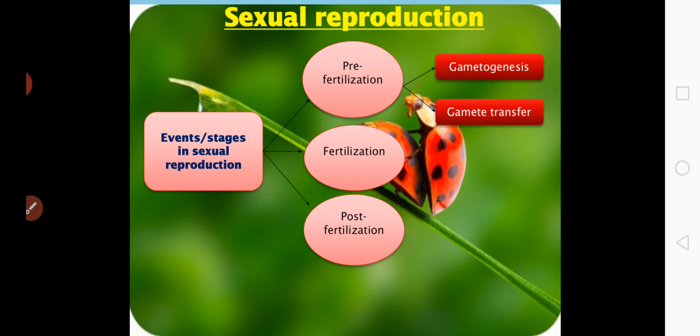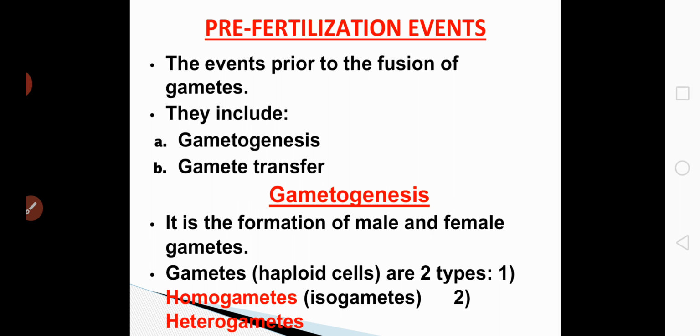They are pre-fertilization event, fertilization event, and post-fertilization event. Now in the coming slides, we'll study one by one. The first event is the pre-fertilization event, the event prior to the fusion of gametes.